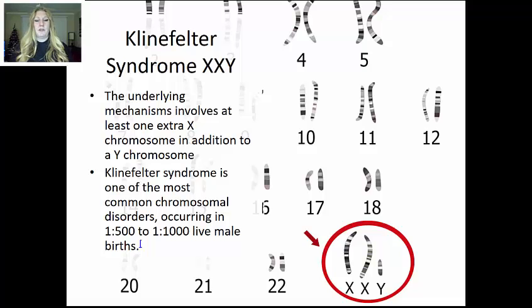We see a karyotype here that shows the extra X chromosome. It's actually fairly common. It's the most common chromosomal disorder, and it occurs in as many as 1 in 500 to 1 in 1,000 live male births.